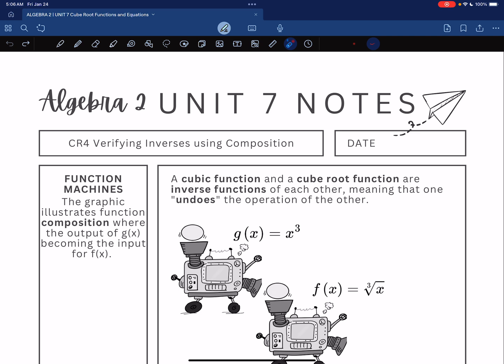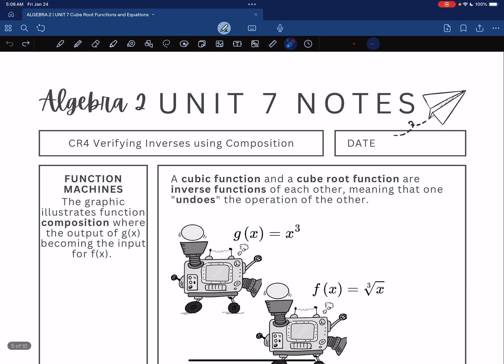We are in our 7th unit in Algebra 2, where we're looking at cubic and cube root functions and equations. And today, in this video, we are looking at how to verify inverses using composition.